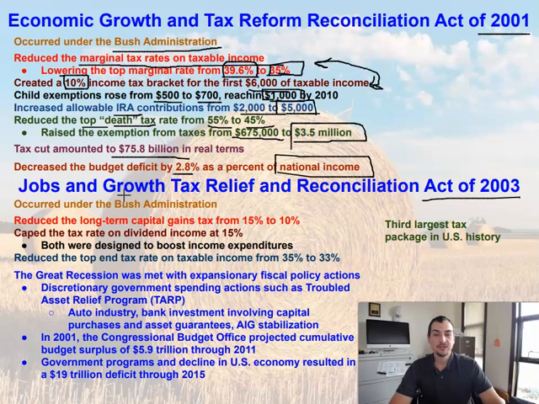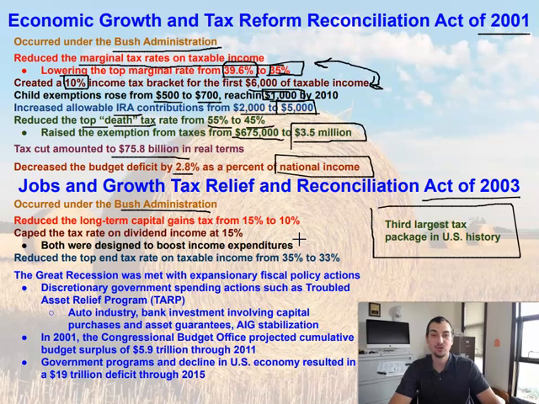So then the Job and Growth Tax Relief and Reconciliation Act of 2003. This also occurred under the Bush administration, and it was the third largest tax package in U.S. history. So what did it do? Well, it reduced the long-term capital gains tax from 15 to 10%.